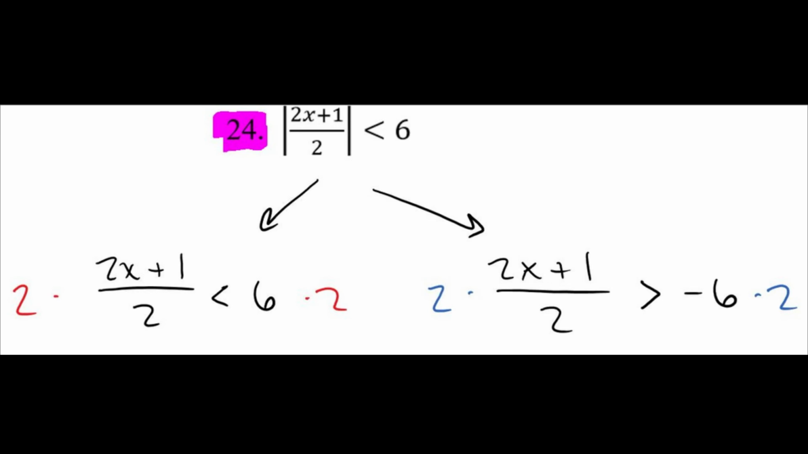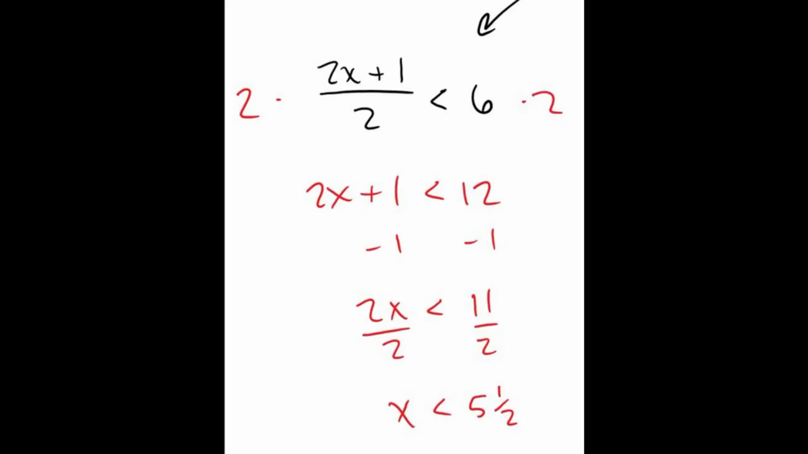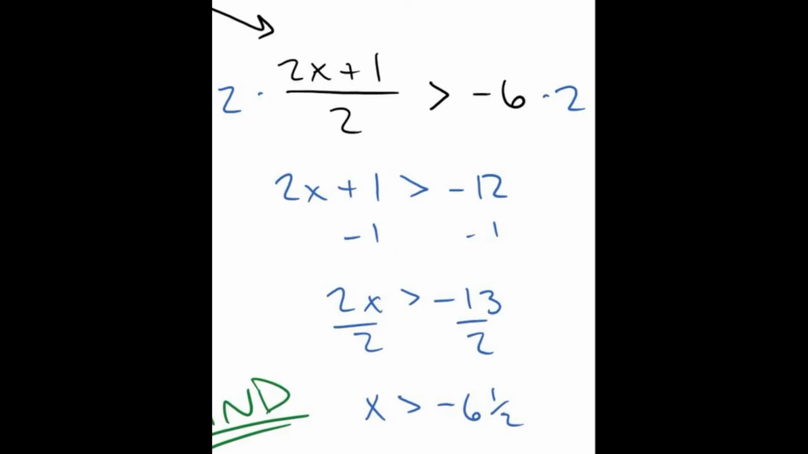Okay, so on the left, let's do the red side first. So to undo the 2 on the bottom, we're going to multiply both sides by 2. You're going to be left with 2x plus 1 is less than 12. Subtract 1 from both sides, you get 11. Divide both sides by a 2, and our final answer is x is less than 5.5. That's good to go. Let's do the blue side.